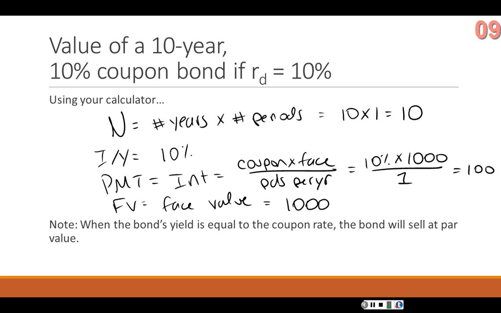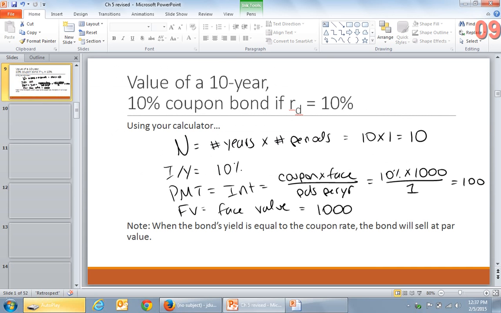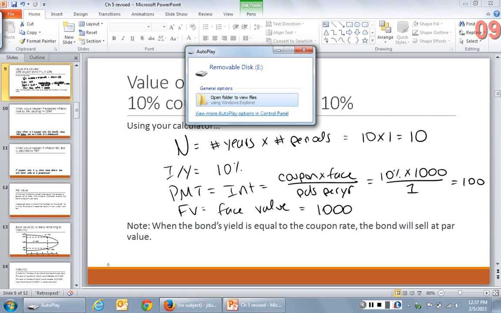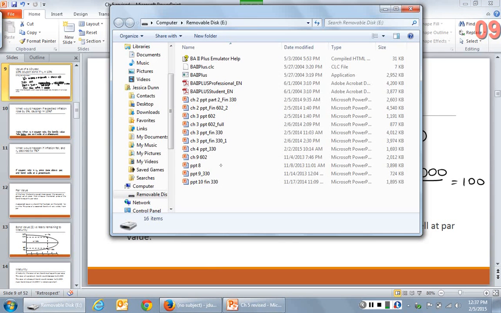So we are wanting to determine the present value of this bond, how much we are willing to pay for a bond that returns to us $100 every year and $1,000 upon maturity, if the current rate is 10%, if our required return is 10%. So we plug this into our calculator.